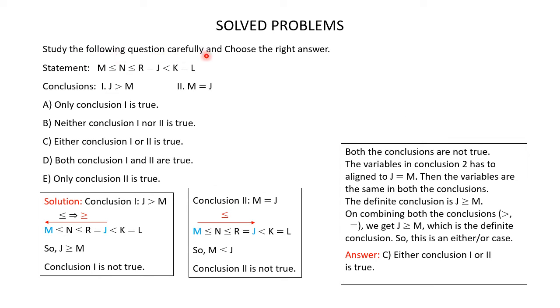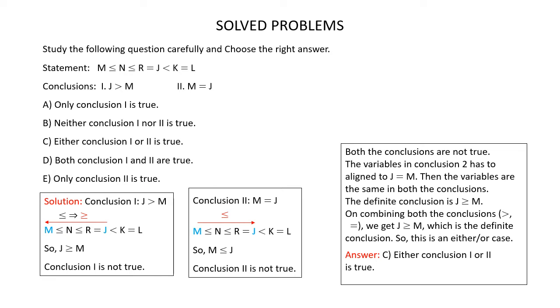Study the following question carefully and choose the right answer. The given statement is M is less than or equal to N, is less than or equal to R, is equal to J, is less than K, is equal to L. The given conclusions are conclusion 1, J is greater than M. Conclusion 2 is M is equal to J. You are given five options here and you have to find out which of these options is the correct one.